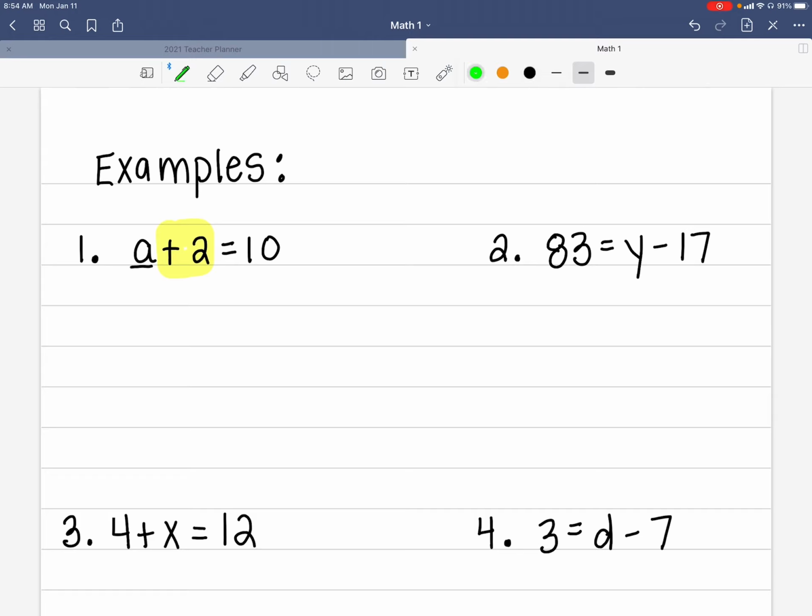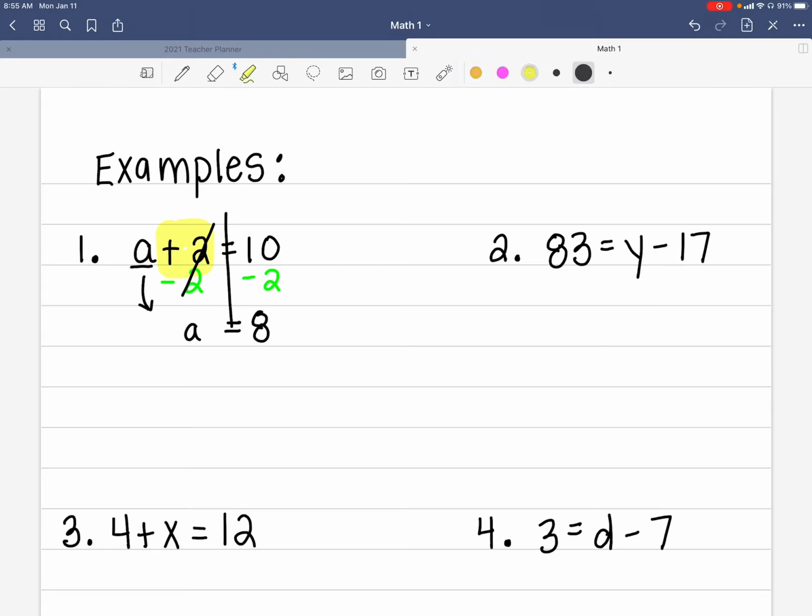But we can do this mathematically. If I have plus 2, the opposite of that is minus 2, and I'm going to do that to both sides. What do I mean by both sides? If you want to draw a line at the equal sign, you're talking about the left side of the equal sign and the right side of the equal sign. So 2 minus 2 equals 0, so that goes away. I bring down my a, so a equals 8, because 10 minus 2 is 8.